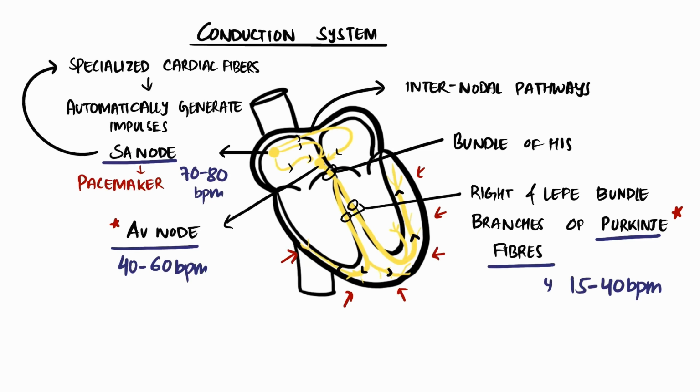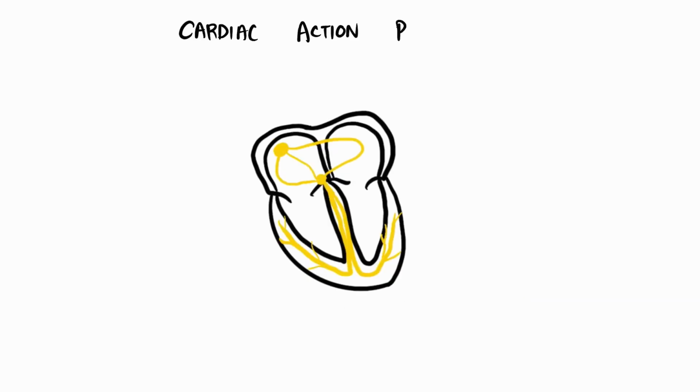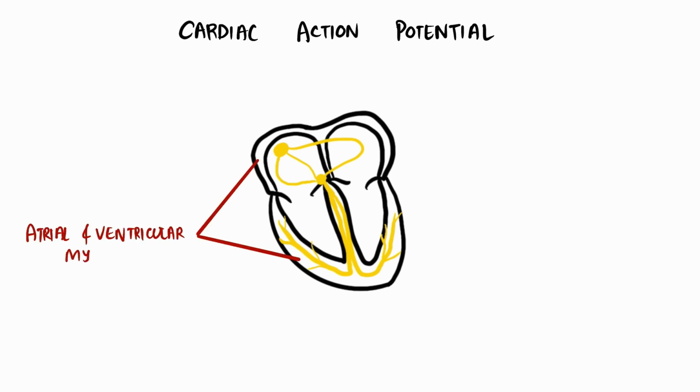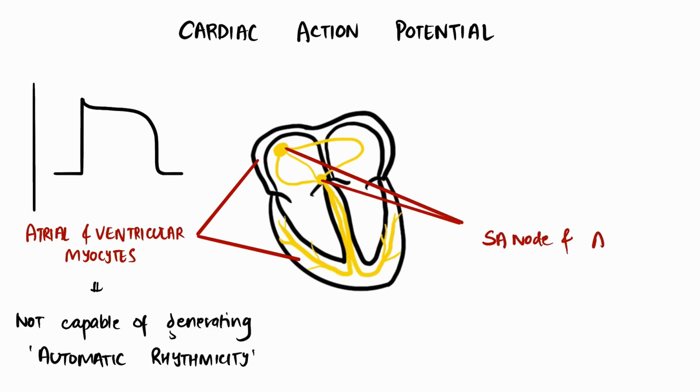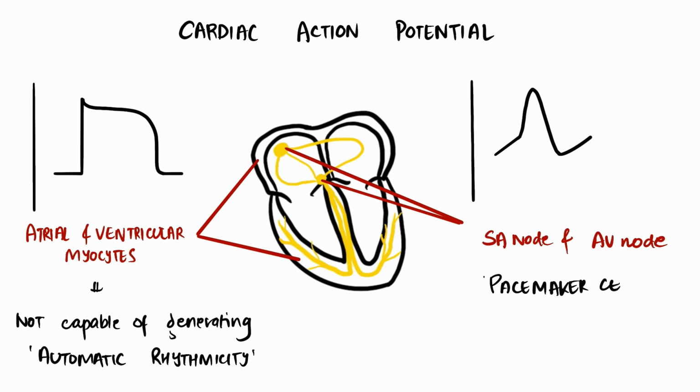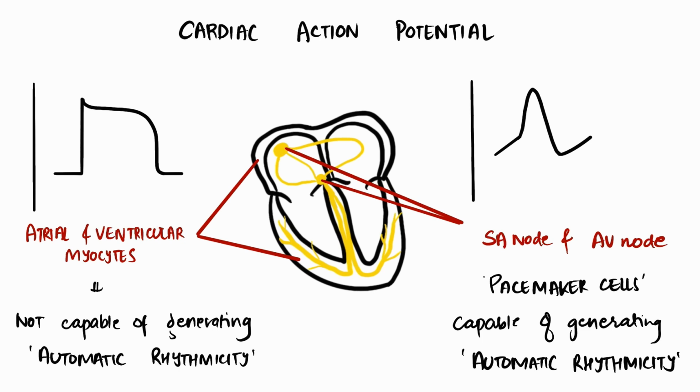Now let's move on to the cardiac action potential. We will basically go through two different types of action potentials in cardiac muscle cells. The first one is the one that is seen in atrial and ventricular myocytes. These are not capable of generating automatic rhythmicity. The second one is the one that's found in the SA node and AV node, the pacemaker cells, which are capable of generating automatic rhythmicity. Now, the ventricular action potential.